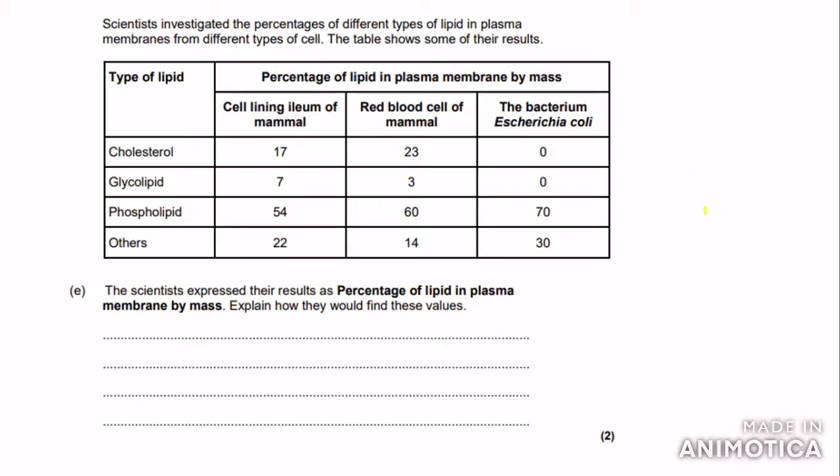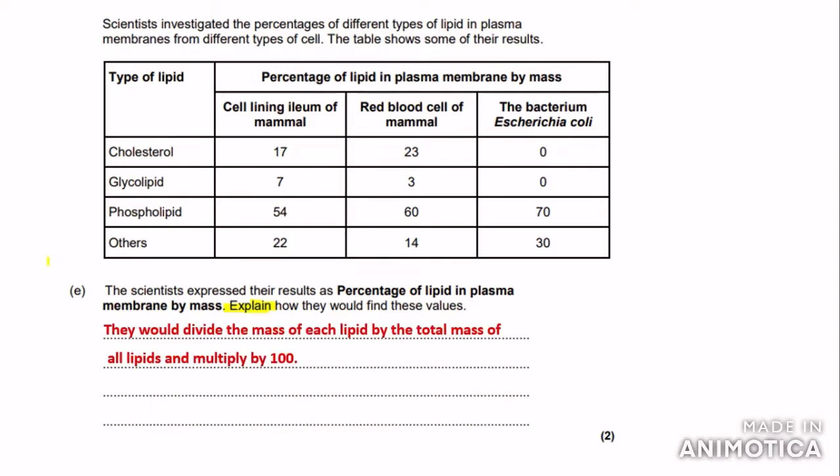Scientists investigated the percentages of different types of lipid in plasma membranes from different types of cell. The table shows some of their results. So we've got this nice table here. Scientists expressed their results as percentage of lipid in plasma membrane by mass. Explain how they would find these values. So you need to explain how they got the values here.